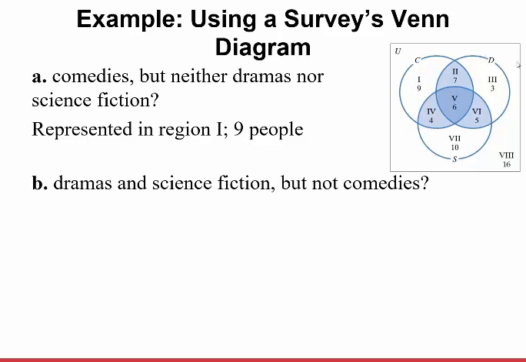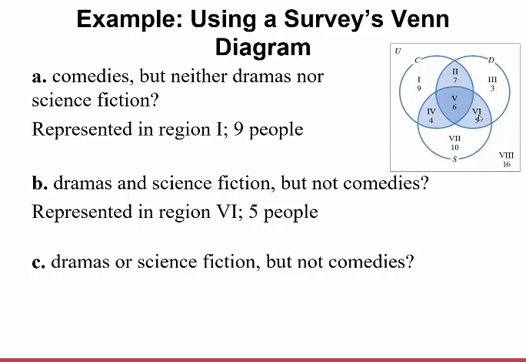Dramas and science fiction, but not comedy. So it can't include the 6 people that like comedies. So this would be the people in region 5 because they had to like dramas and comedies. So dramas and comedies would be these, right? But not people who like science fiction. So it's the only 5 people here, right?